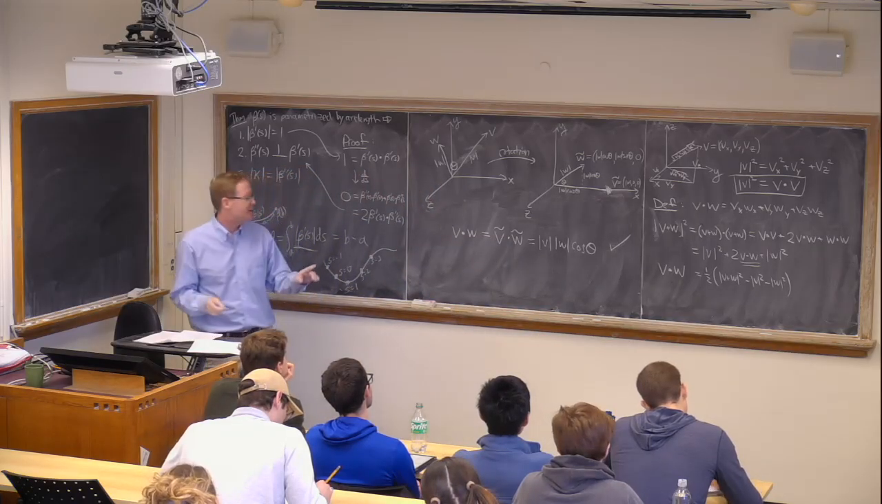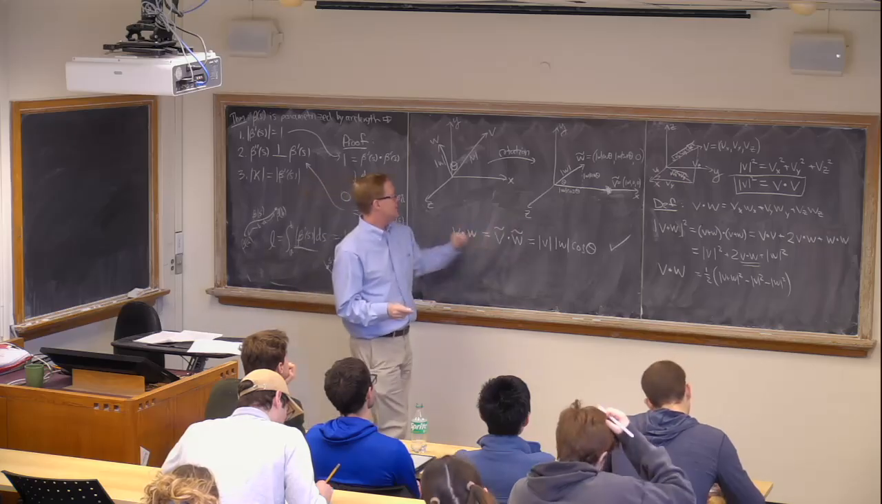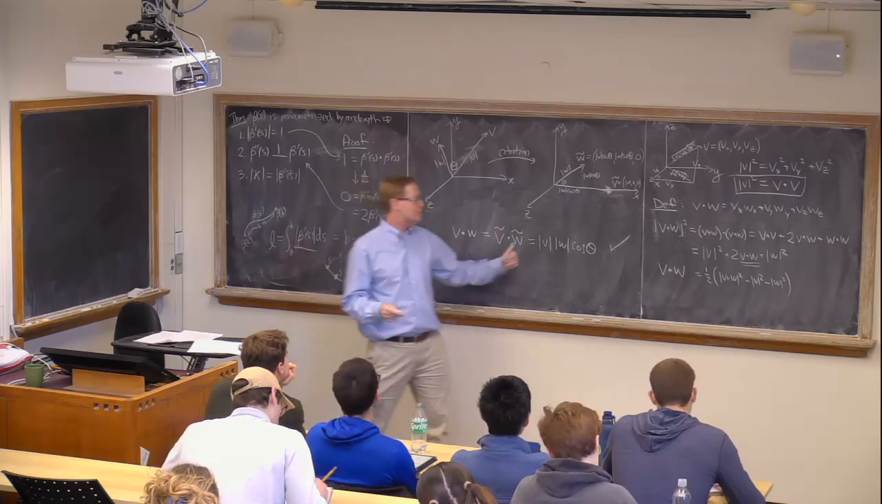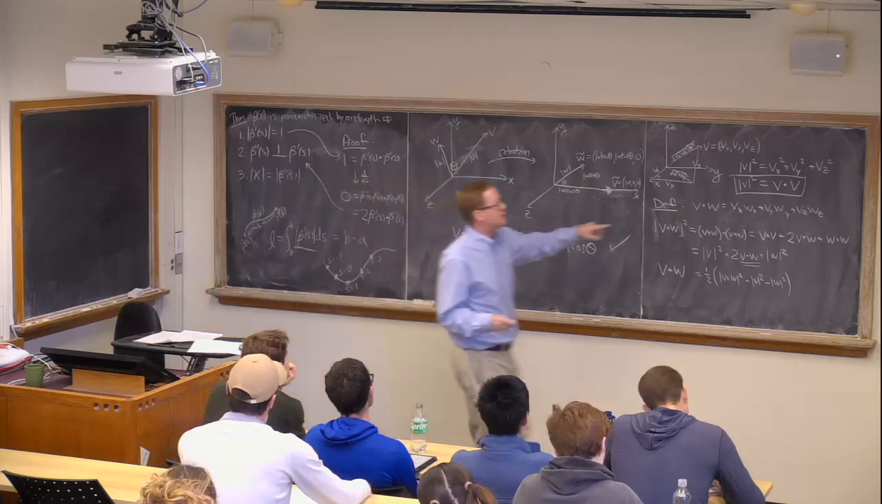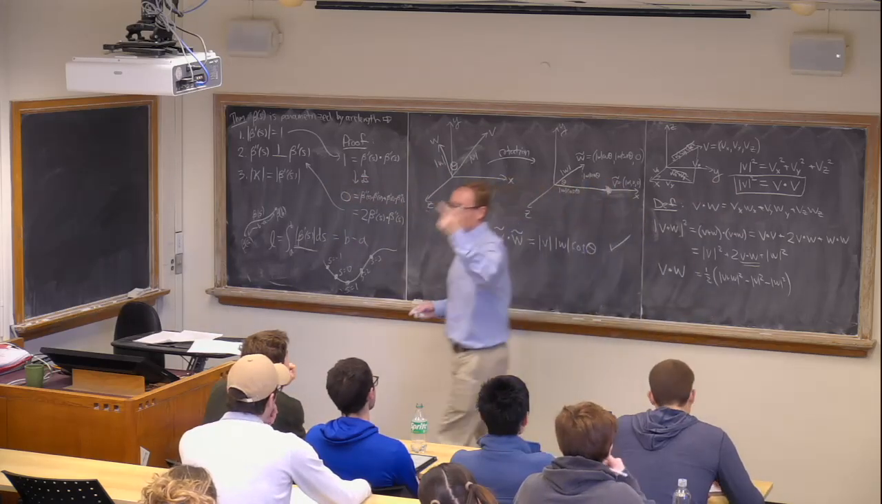And so now what you see is you have a really cool identity. The dot product of 2 vectors is equal to the product of their lengths times the cosine of the angle between them. Therefore, not only can you use the dot product to compute lengths, you can use it to compute angles between vectors.